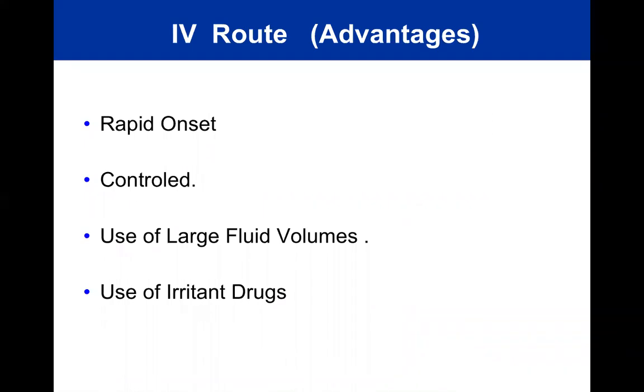If we talk about the IV route, the advantages of the IV route are rapid onset and controlled. Controlled means if we want to administer, for example, 50 milligrams, all these 50 milligrams will reach the IV and can produce the effect. While oral is uncontrolled, because the absorption is widely different and varied. Use of large fluid volumes, use of irritant drugs. You can use irritant drugs through the IV to avoid the irritability of these drugs.